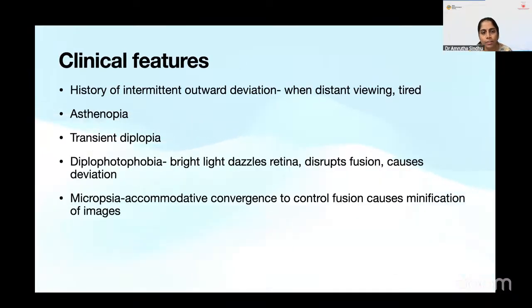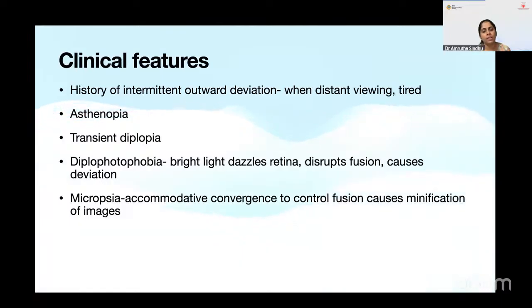So the clinical features of intermittent exotropia is that usually the parents present the child with an intermittent outward deviation of the eye, especially when the child looks at a long distance, when the child is very tired or sleepy, or when the child is ill. So that is when the deviation becomes manifesting. Basically, it is when the fusion is disrupted, when the child can no longer hold the fusion for a longer time, that leads to deviation of the eye.